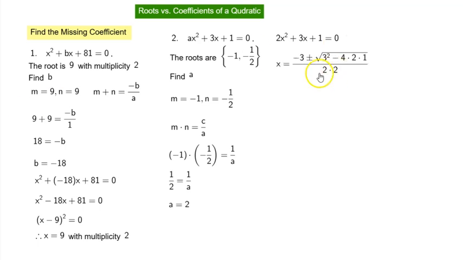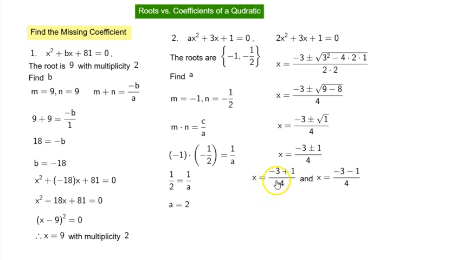Let's very quickly find the roots of this equation. x equal to minus 3 plus or minus square root of 3 square minus 4 times 2 times 1, divided by 2 times 2, which gives us minus 3 plus or minus root 9 minus 8, by 4. Minus 3 plus or minus root 1, by 4, which is minus 3 plus or minus 1, by 4. So x equal to (minus 3 plus 1) by 4 and x equal to (minus 3 minus 1) by 4. x equal to minus 2 by 4 and x equal to minus 4 by 4, which means we have x equal to minus 1 by 2 and x equal to minus 1, which is what we were given.